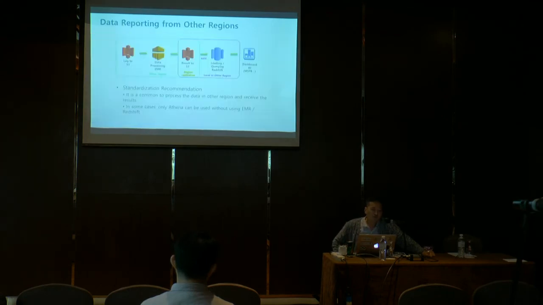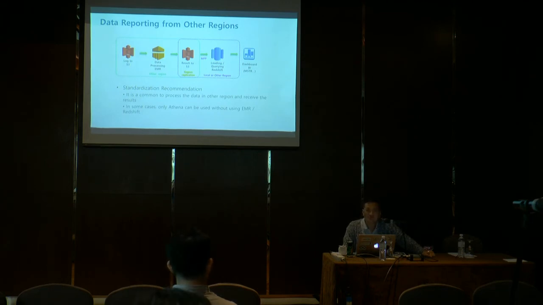And sometimes you can run analytics workloads in another region. Why? Because it is cheaper. The prices are different in every region, and usually the Virginia region is the cheapest. So many companies are actually running their analytic processing in the Virginia region.